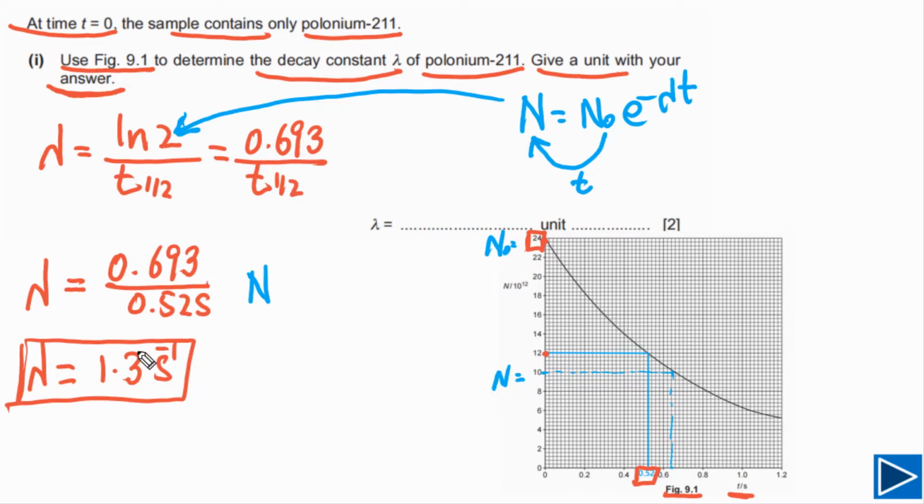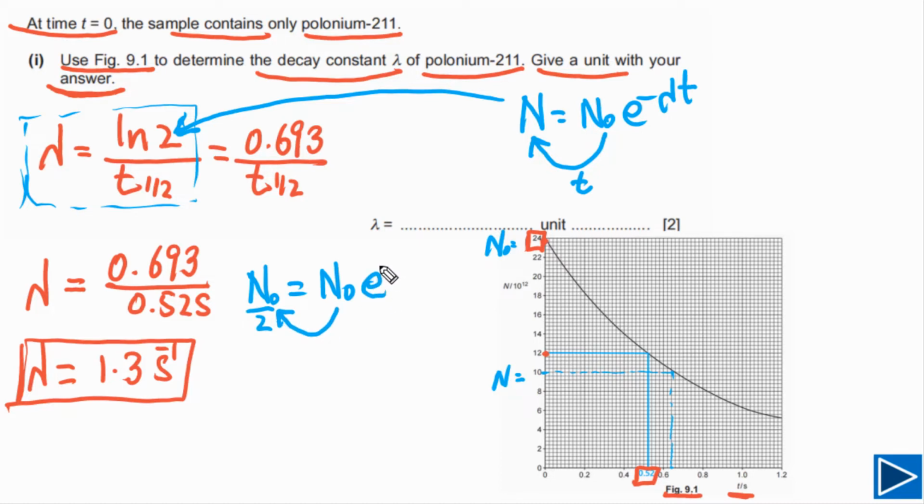If half-life is given, you can calculate lambda using this equation. Let's try to derive this one. Imagine that N naught decays to N naught by 2, meaning half the number of nuclei decay.